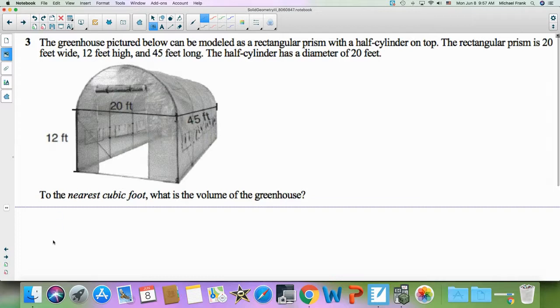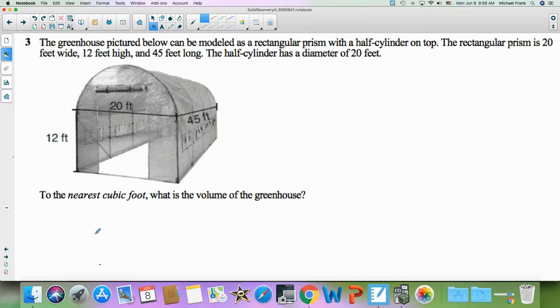Number 3. The greenhouse pictured below can be modeled as a rectangular prism with a half cylinder on top. The rectangular prism is 20 feet wide, 12 feet high, 45 feet long. The half cylinder has a diameter of 20 feet. To the nearest cubic foot, what is the volume of the greenhouse? Right, this is classic compound volume. We did a couple of these in class last week.